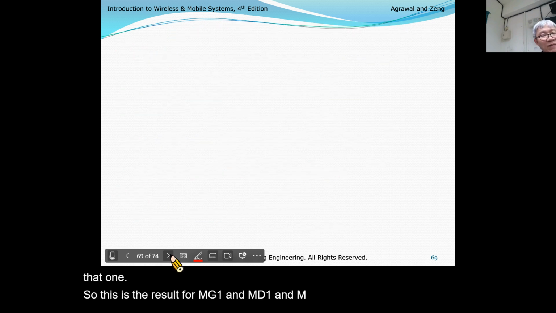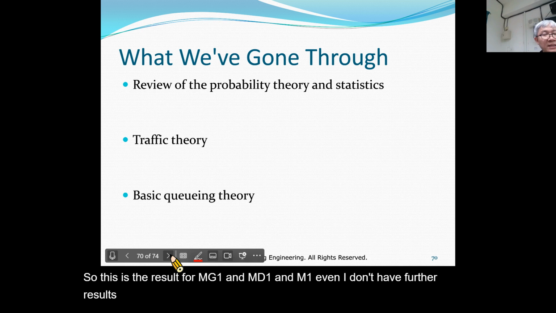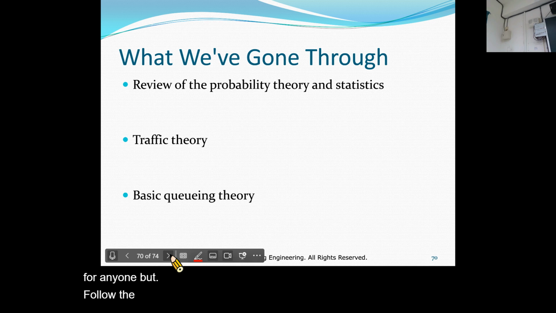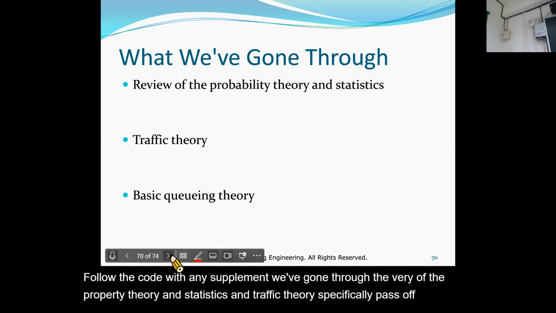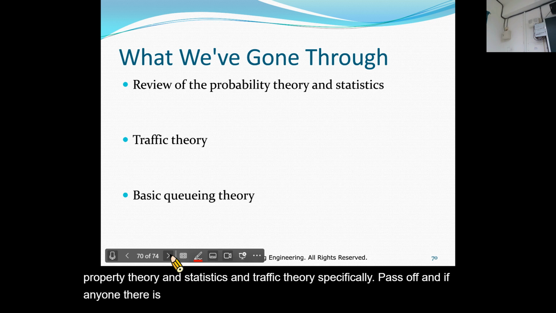Even though I don't have the results for M/M/1, follow the current result without any supplement. We've gone through a review of probability theory and statistics, and traffic theory specifically Poisson, M/M/1, M/M/S, and M/G/1. So look at this.